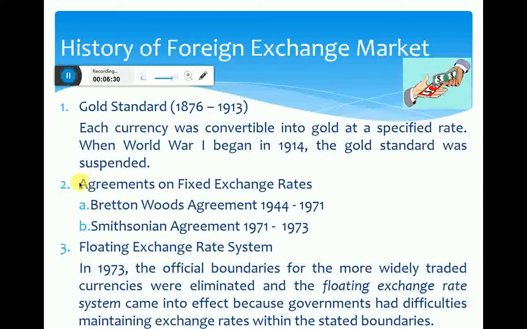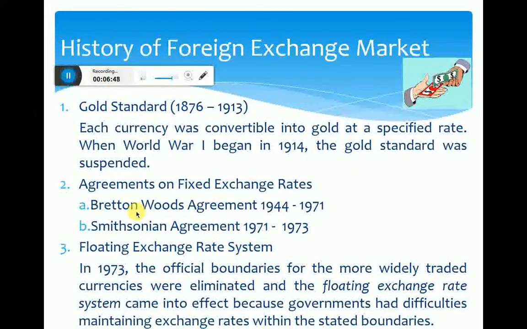The second stage is agreements on fixed exchange rates. There were two agreements which are called fixed exchange rate agreements. Number one is the Bretton Woods agreement. Number two is the Smithsonian agreement.